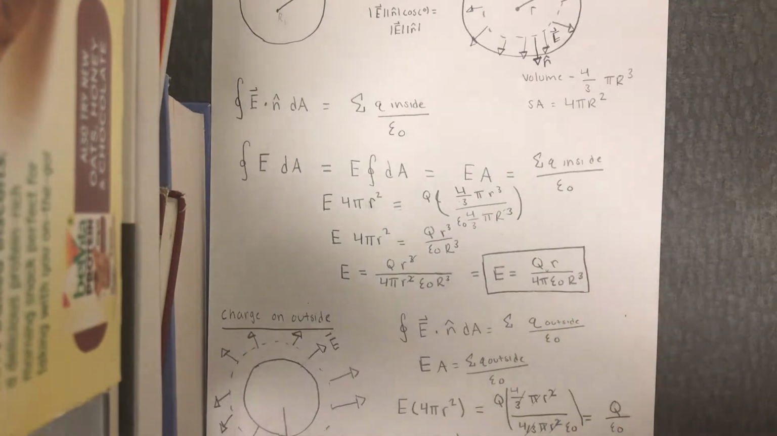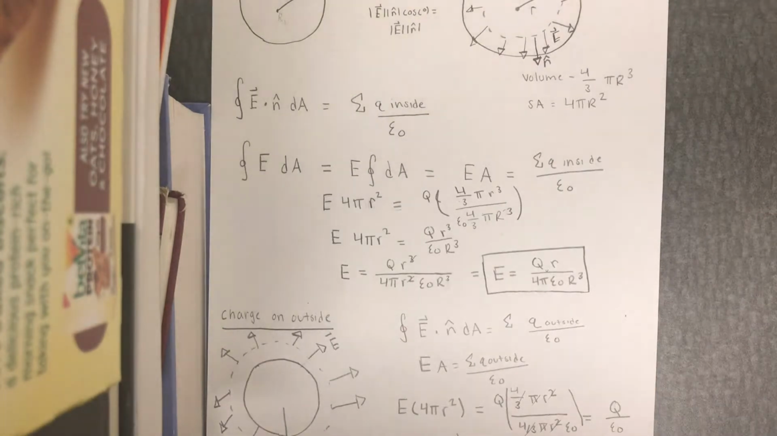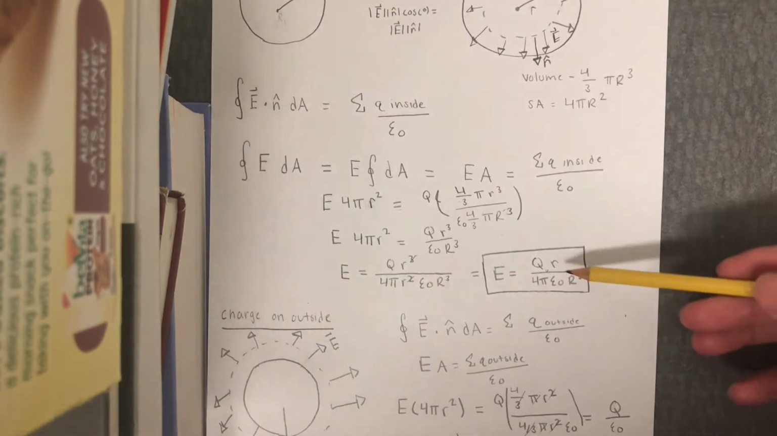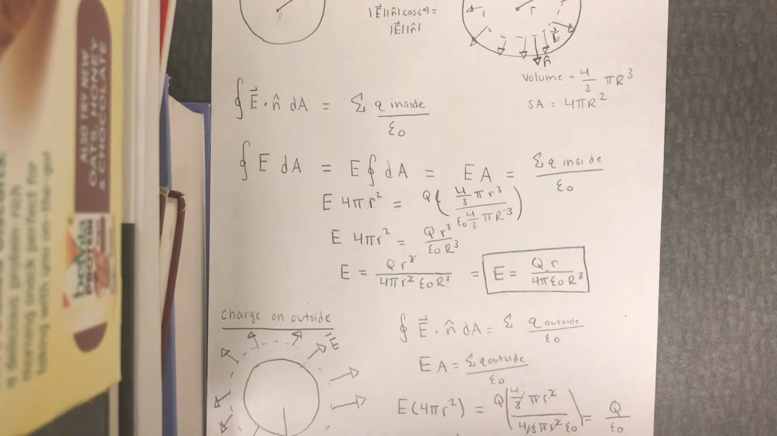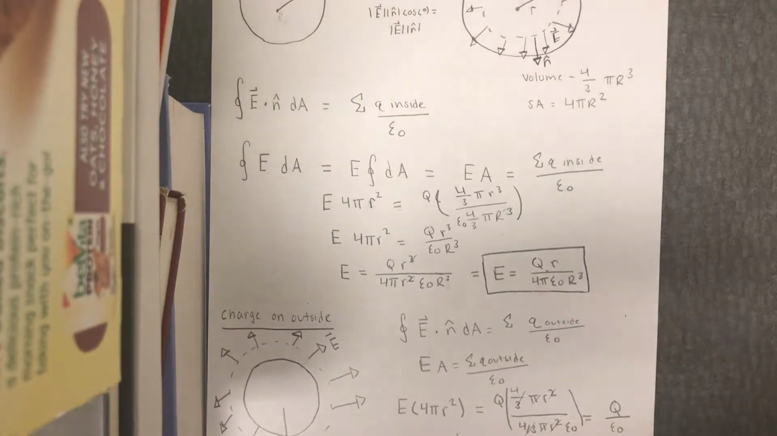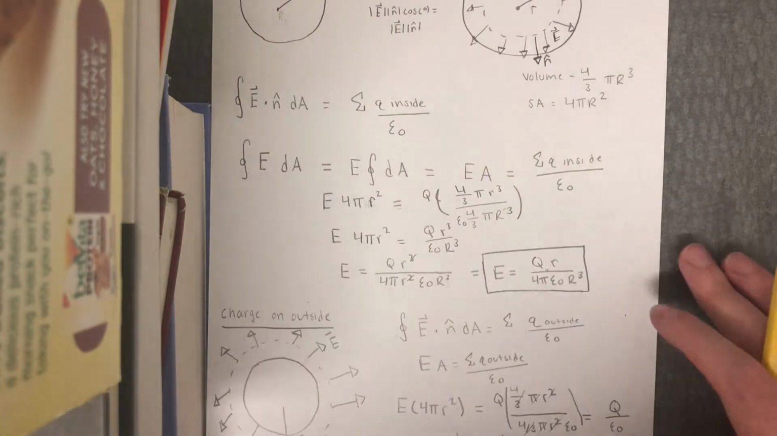An easy way to check if our formula is correct is we can check the units, and the units should be the same units as a point charge, which they are.